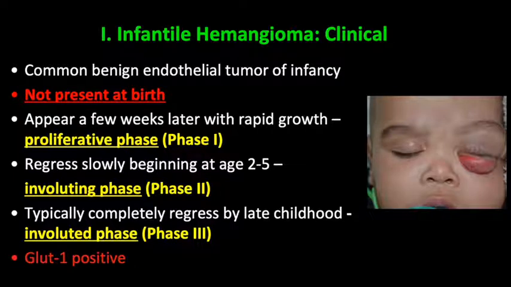They appear a few weeks to a couple of months after birth and have an initial phase of rapid growth called the proliferative phase, or phase 1. They will regress slowly, beginning in sort of toddlerhood, entering an involuting phase, or phase 2, and finally, the vast majority of these will completely regress spontaneously by late childhood, and that is then called the involuted phase, or phase 3. Now, as mentioned, they express GLUT1 because they are endothelial tumors.